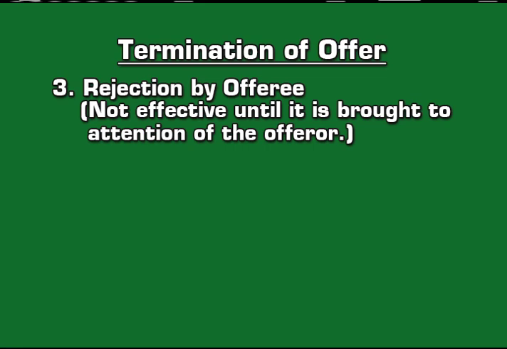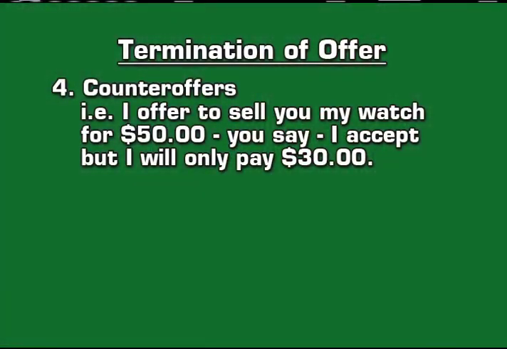So once again, if I say to you, I will sell you my watch for $50, and you say, I don't accept, but I will pay $40, you have rejected my offer for $50. That offer is off the table. It is over. And if you say to me, I don't accept it for $50, but I will buy it for $40, and I say, no, you can't say, okay, I changed my mind, I'll take it for $50. The offer is off the table because you've rejected it.